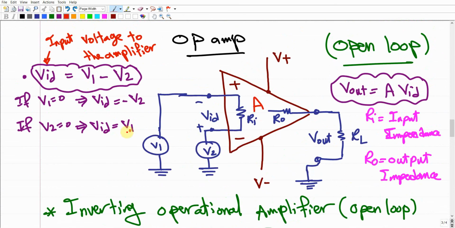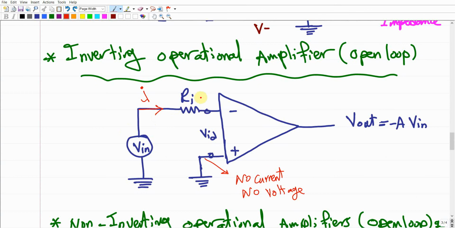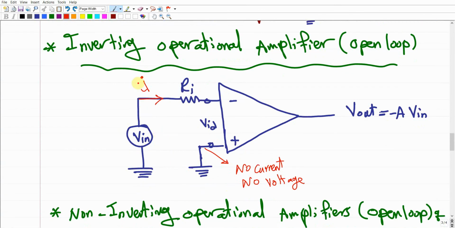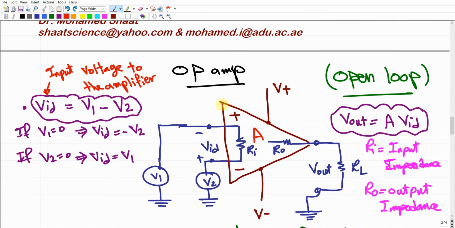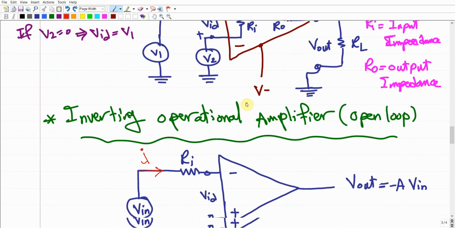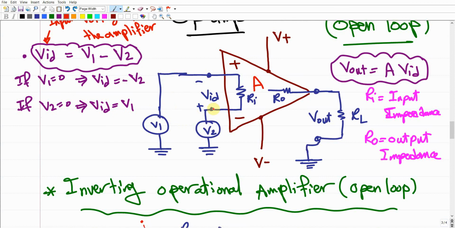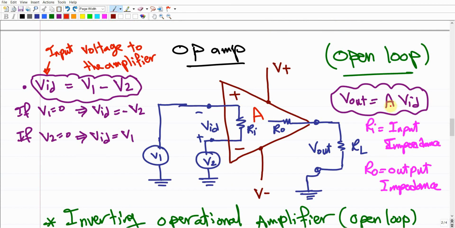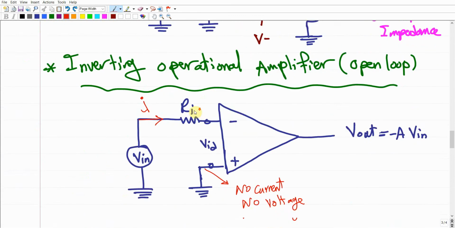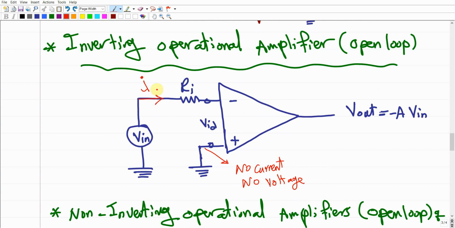Make sense? So now let us discuss different configurations of the operational amplifier, starting with the inverting operational amplifier in the open loop configuration. We still work over the open loop configuration. There should be an input, and we end up with an output, and that's it. Here we have this configuration, the inverting operational amplifier.